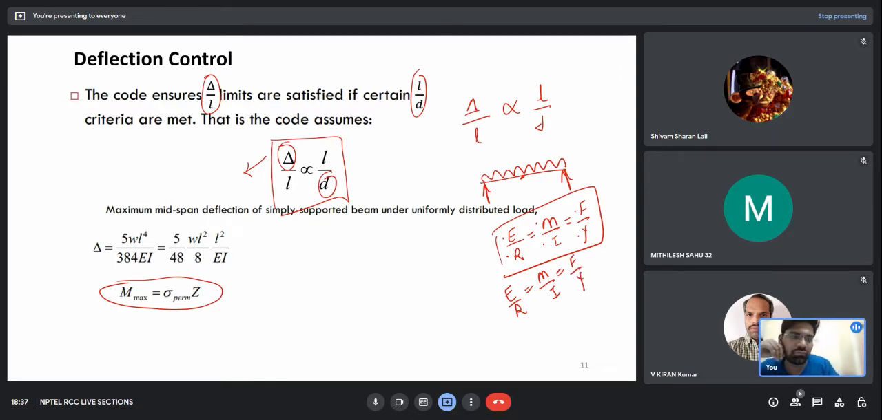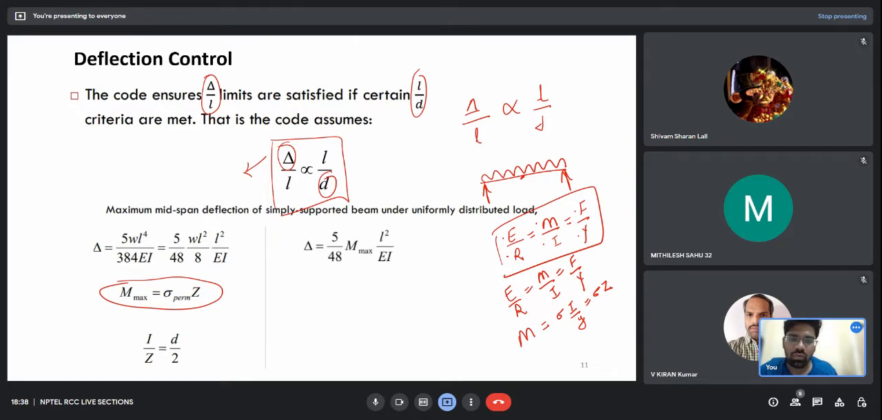Okay. So from here, this F is nothing but sigma into Z. Z is what? I by y. So this is the way I have calculated it here. So why am I showing you this? Now you know, for a beam, I by y is d by 2, for a beam of depth d and width b. So this is d by 2 for a rectangular beam.